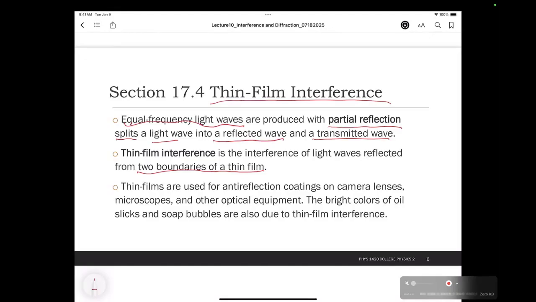Thin films are used for anti-reflection coatings on camera lenses, microscopes, and other optical equipment. The bright colors of oil slicks and soap bubbles are also due to thin film interference. Those are some applications of thin film interference. Let's talk in more detail about thin film interference.